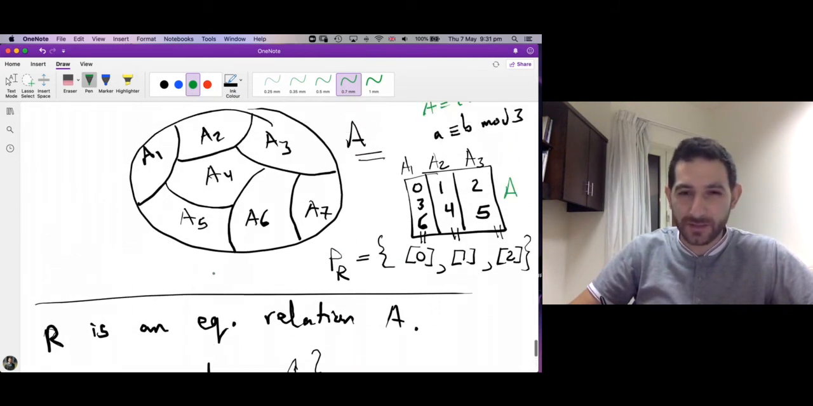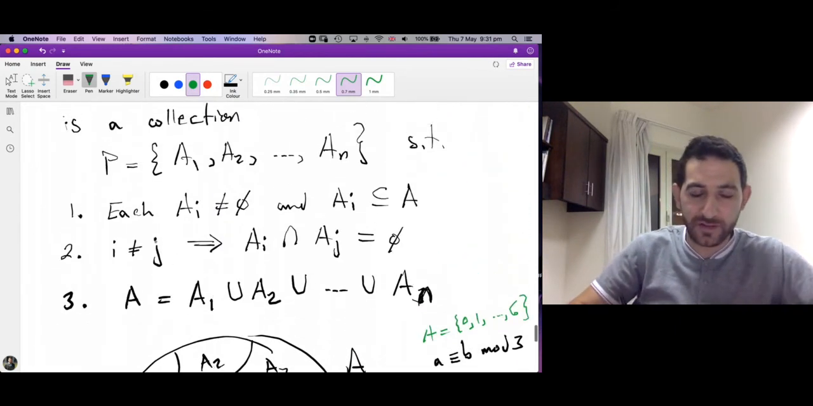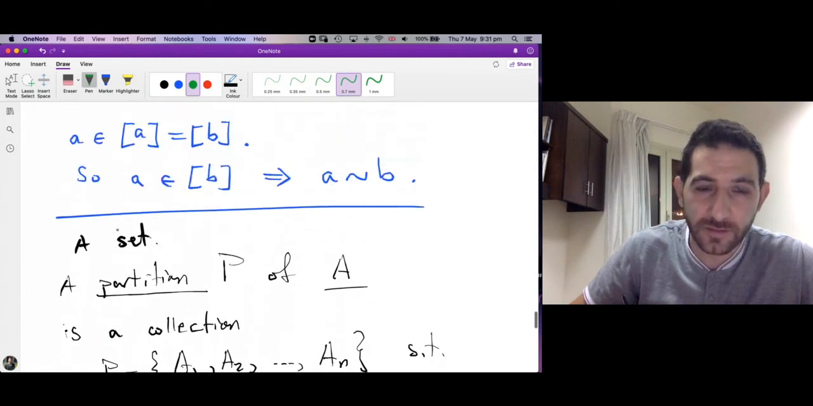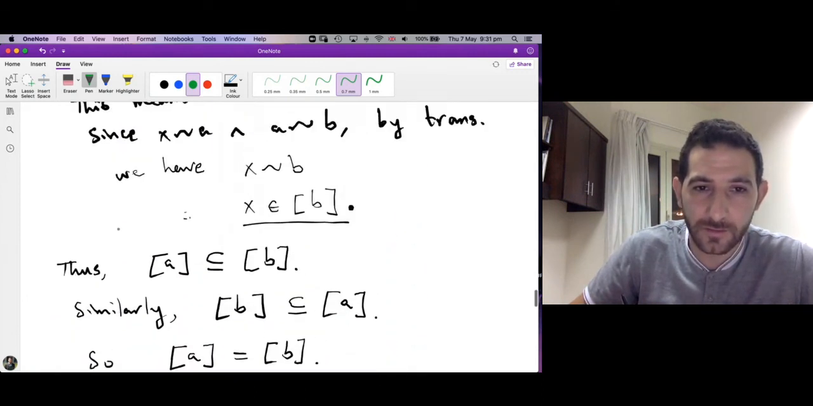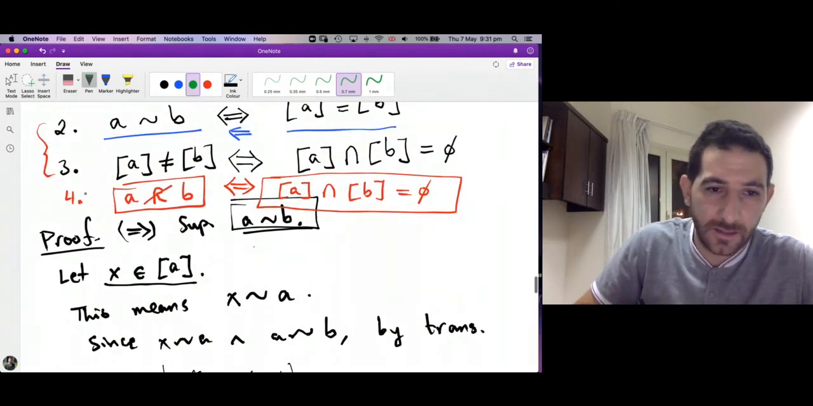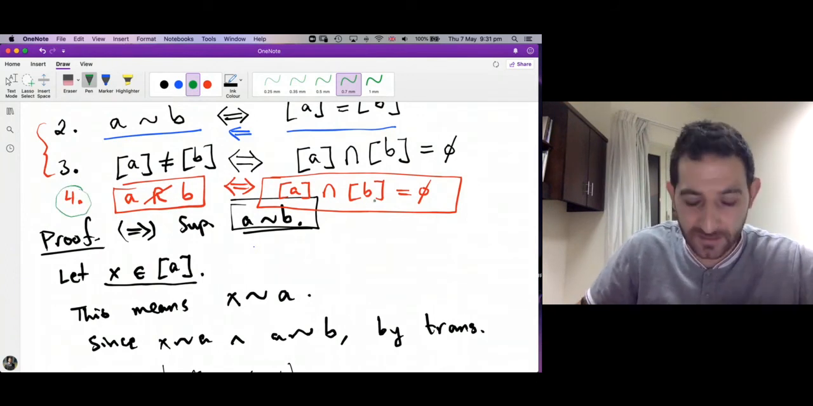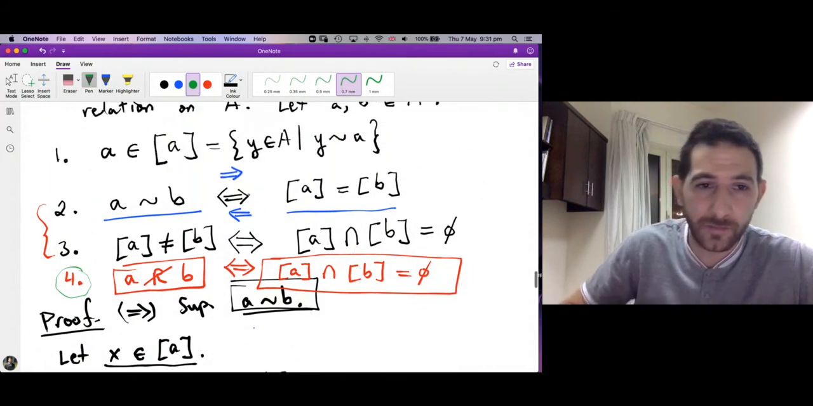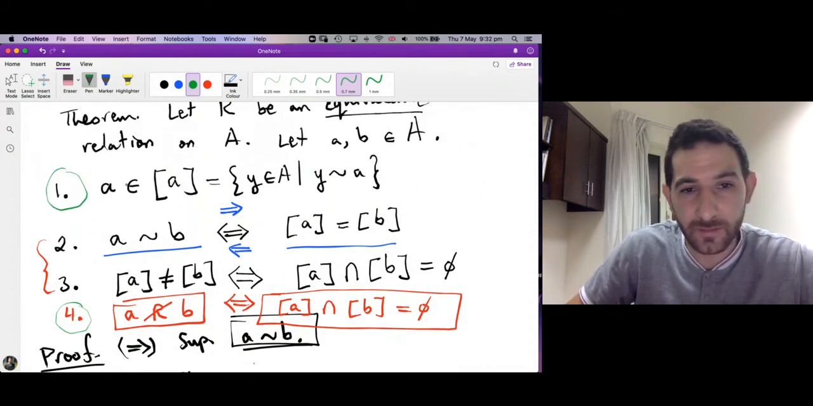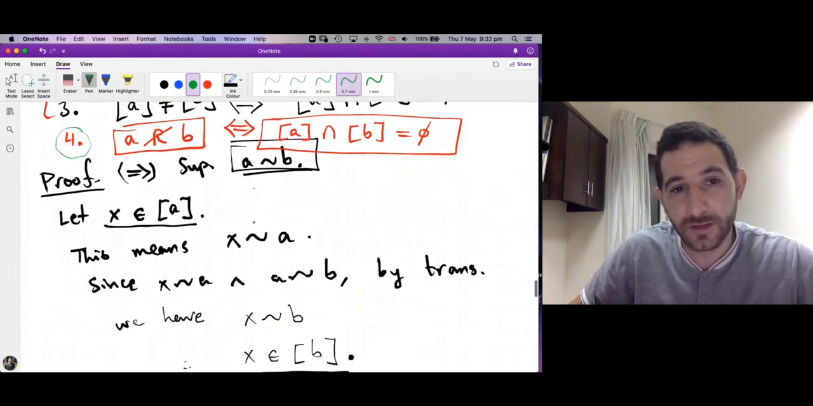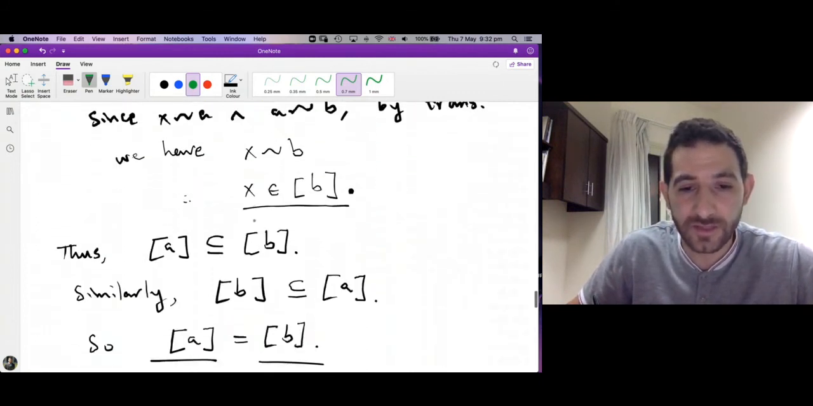Okay, why is it a partition? You need to see that equivalence classes are disjoint. And why are they disjoint? Because of number 4 here. See, if two elements are not related, then their equivalence classes are disjoint. And by number 1, we know that every element belongs to the equivalence class of itself. So this means that the union is the whole set A.